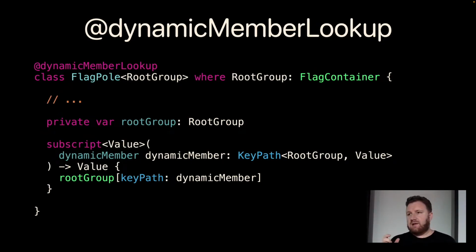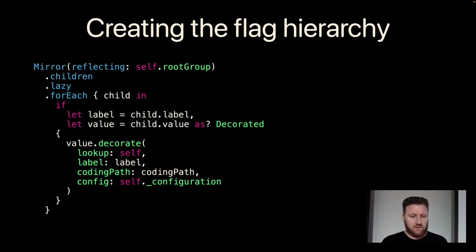But the complexity here is how we actually create that flagpole. It's quite hacky, the flag hierarchy, to be fair. It looks something like this. Now, seasoned people in the audience are going to notice the first line is problematic to begin with. We use a mirror to iterate over the flag container to find all of the flag property wrappers or flag group property wrappers inside that flag container. And then we decorate those with an object that conforms to a protocol that we can use to look up.